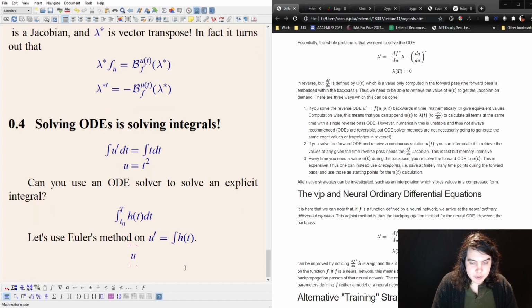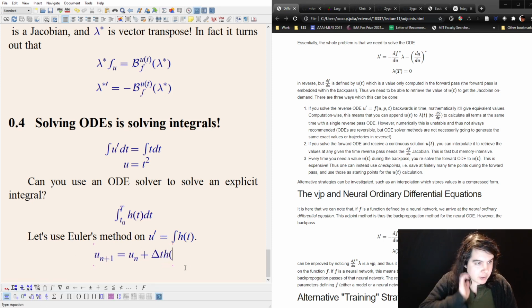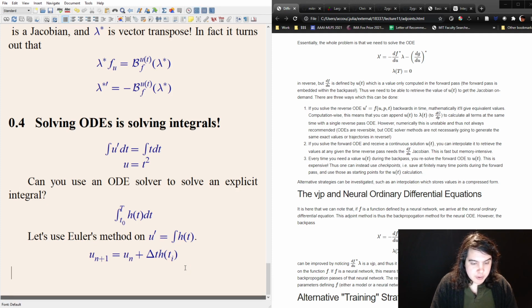So if we do u sub n plus 1 equals u sub n, right? So we talked about Euler's method, and we have to have a delta t in here, and then the function that we'd evaluate would be h of ti, right? And so now let's solve this all the way across.